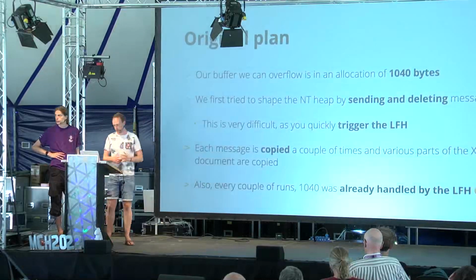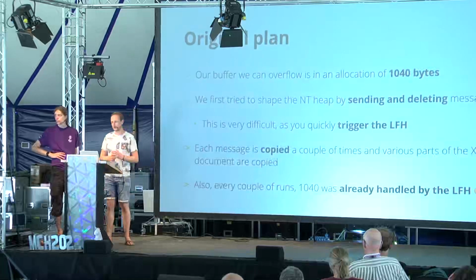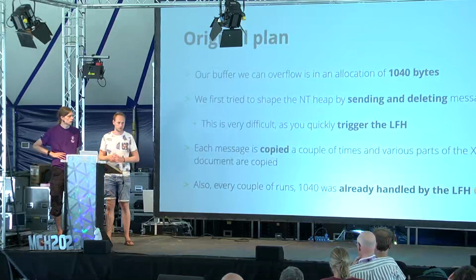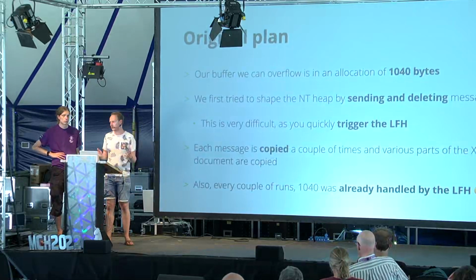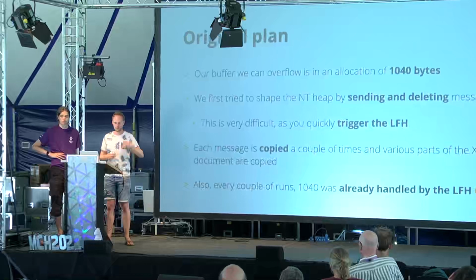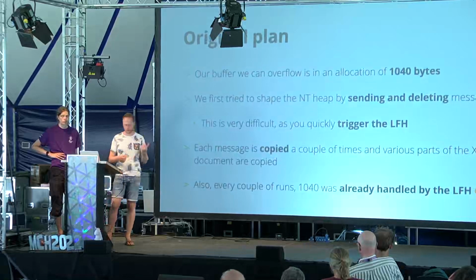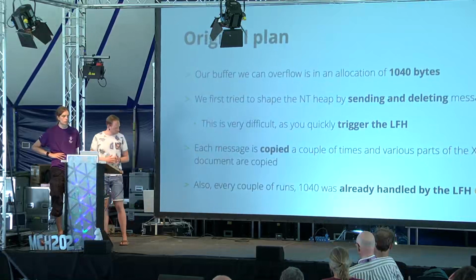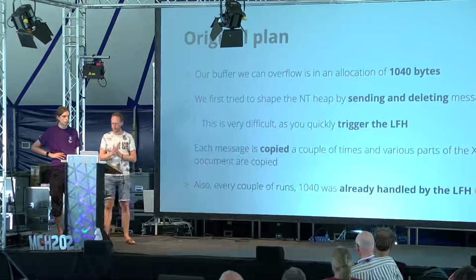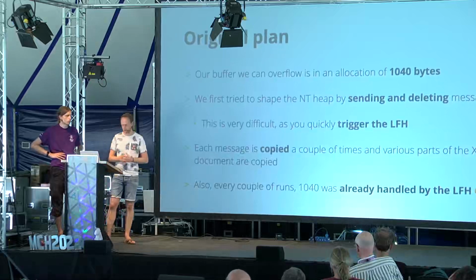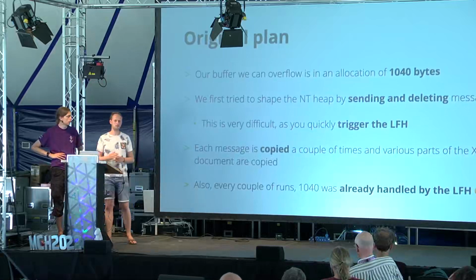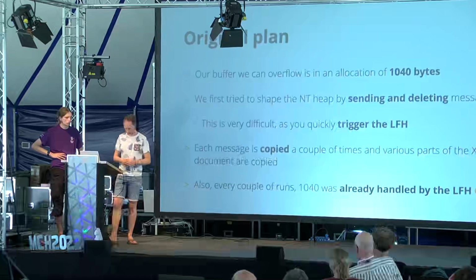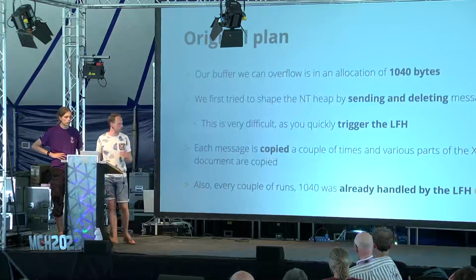But we had a second problem, and that was every now and then, the size we used, the 1040 bytes, was already handled by the low fragment heap. So if that was the case, then all our shaping efforts were useless because it was handled by a completely different heap implementation. If you read online about memory exploitation on Windows, they always say, make sure that you're on the NT heap, because once you're on the low fragment heap, exploitation is near impossible due to the randomization. But we couldn't make it work on the NT heap.